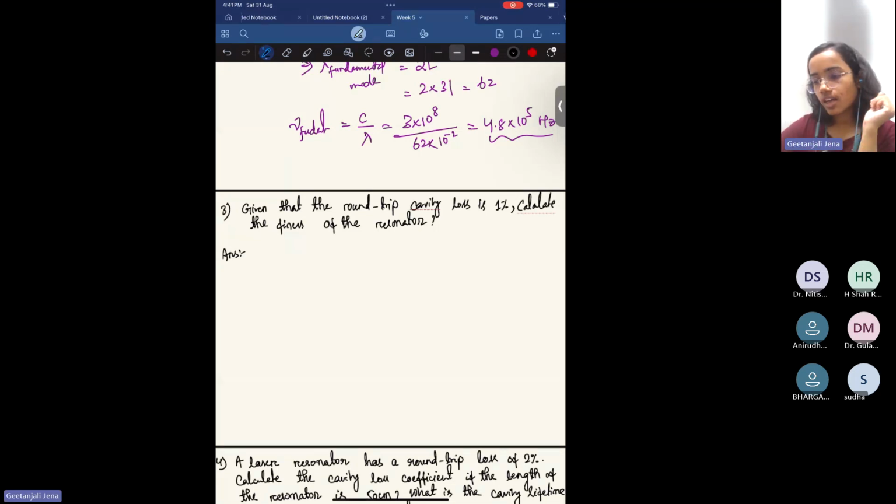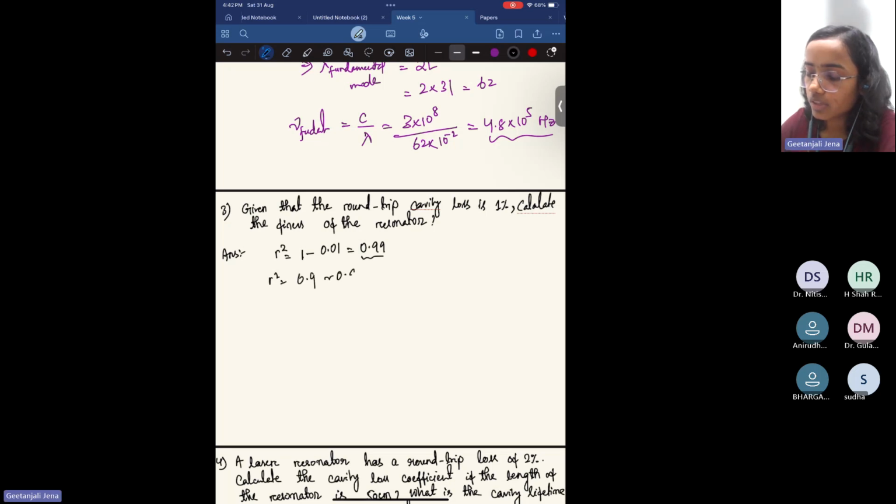It is given that the round trip cavity loss is 1%. Calculate the fineness of the resonator. So the round trip loss is given, which is nothing but 1%. Then what is the value of R square? R square will be 1 minus the round trip loss, which is 1%, 0.01. So that means this value is 0.99, right? And this value lies between 0.9 to 0.99.